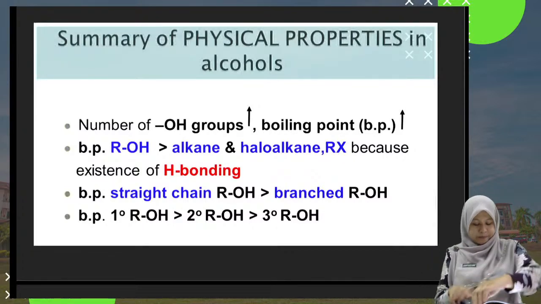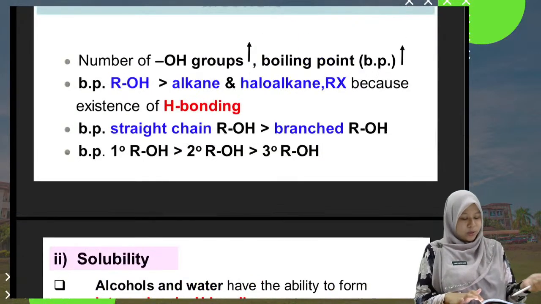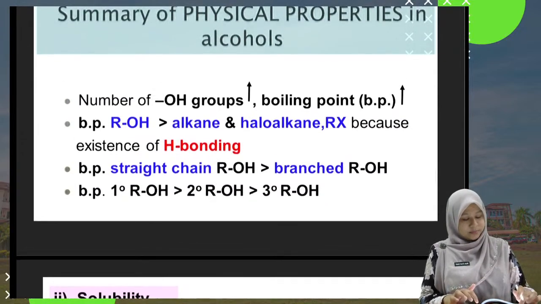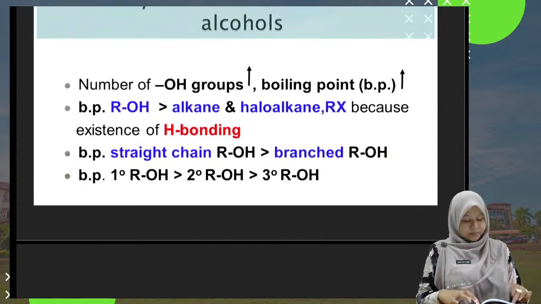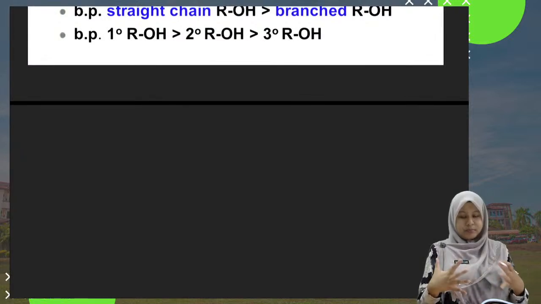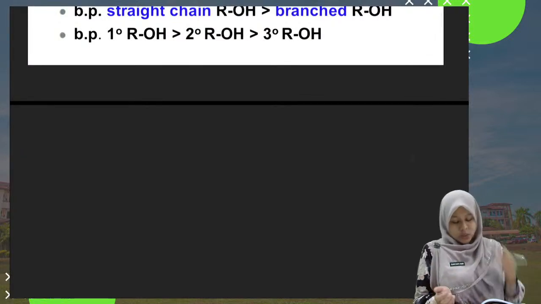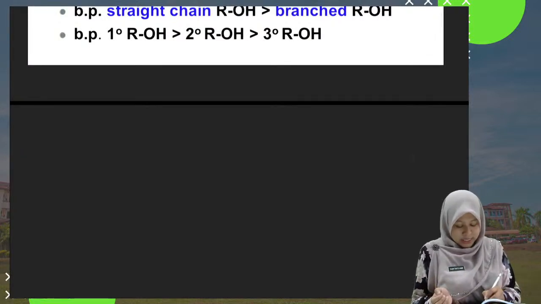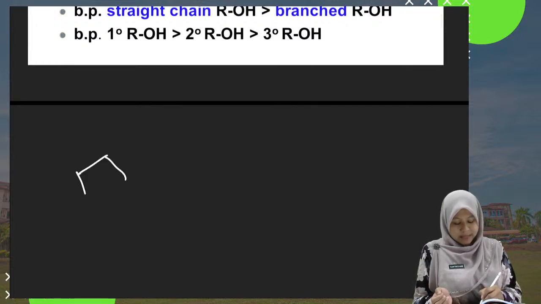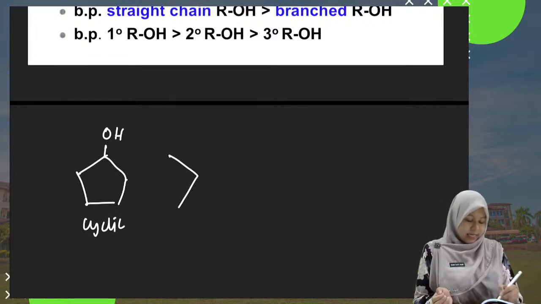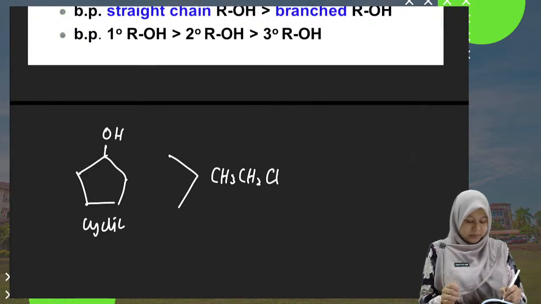Okay, contoh macam ni lah. Okay, katakan saya bagi contoh. Yang ni kalau dari segi kata apa, alkohol dia ada OH yang sama. Okay, contoh kita ada pentanol. Okay, pentanol dalam bentuk cyclic. Okay, then kita ada straight chain untuk 5 karbon juga. Okay, then kita ada branch.